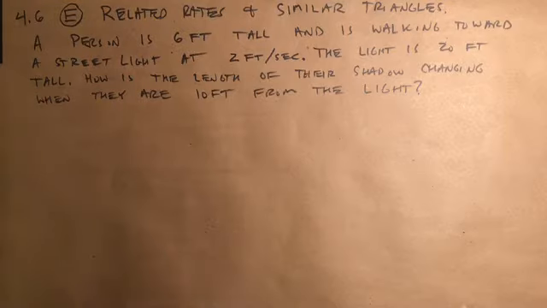A person is 6 feet tall and is walking toward a street light at 2 feet per second. The light is 20 feet tall. How is the length of their shadow changing when they are 10 feet from the light?